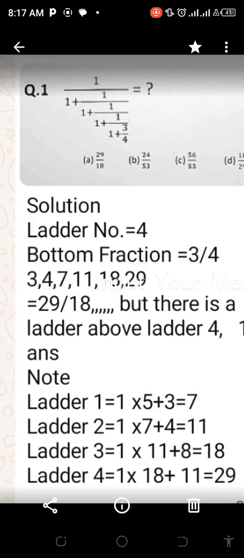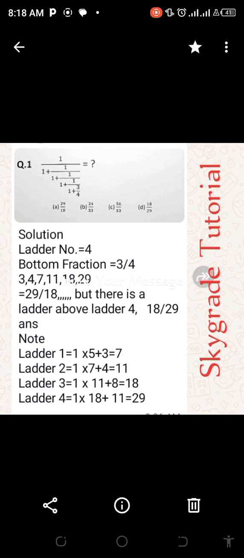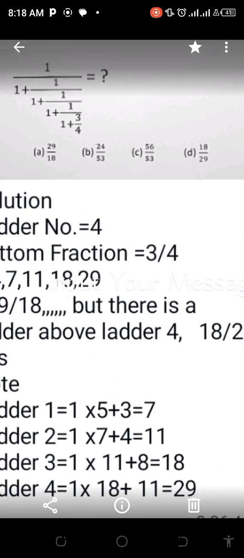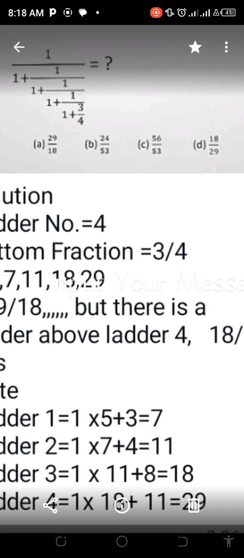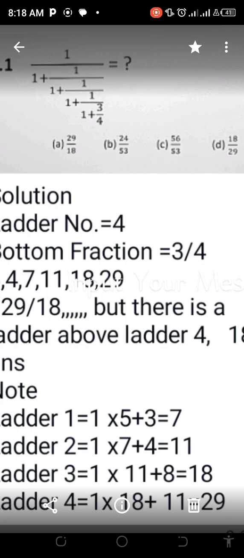Yes, and there is another ladder on top of the 4th ladder. Look at it. The ladders are 1, 2, 3, 4. After the 4th ladder, there is another ladder above. Though the ladder above does not bear a whole number, so we do not count it as a complete ladder. So it has 4 ladder words. It's a 4 ladder word fraction.